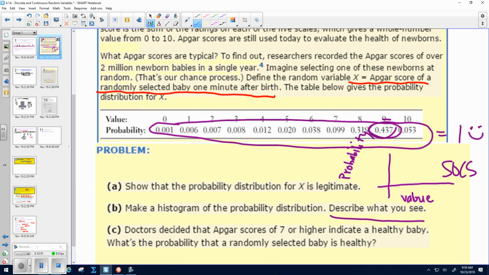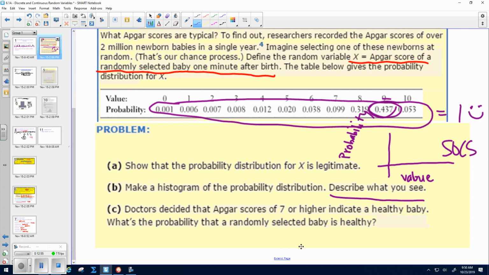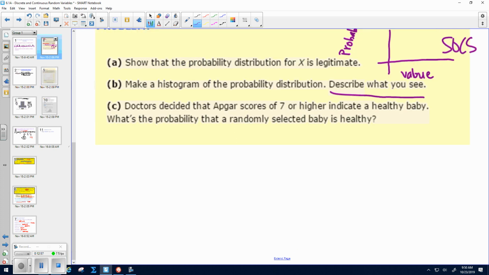Okay, doctors decided that APGAR scores of 7 or higher indicate a healthy baby. What's the probability that a randomly selected baby is healthy? Now, don't just add up those numbers. You have to say P of 7 or higher. Julia, how would I write that with an X in there?